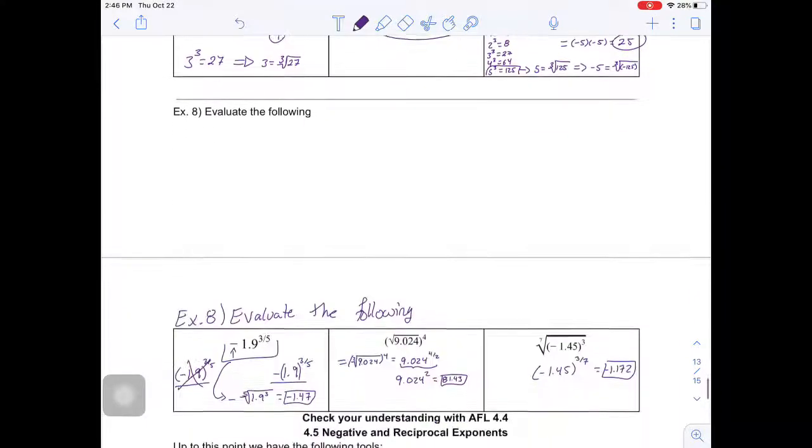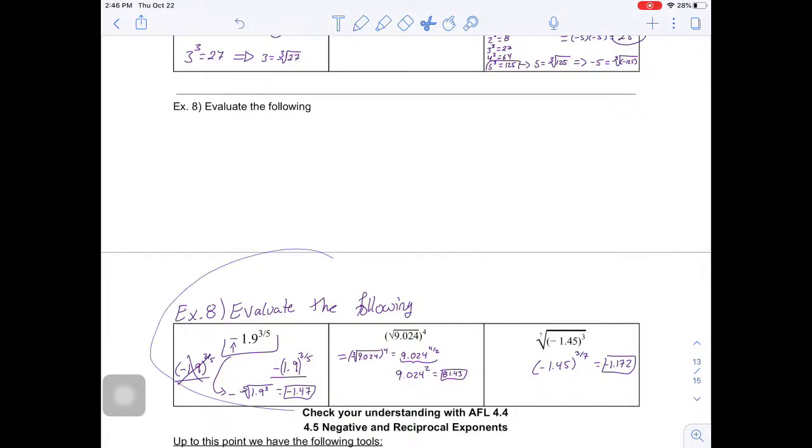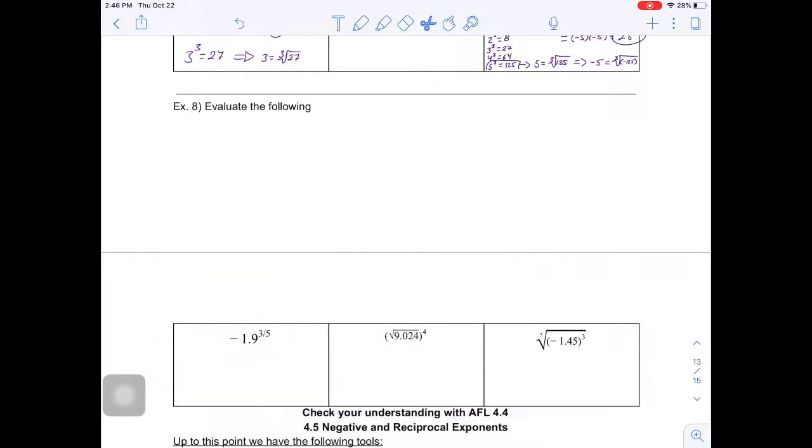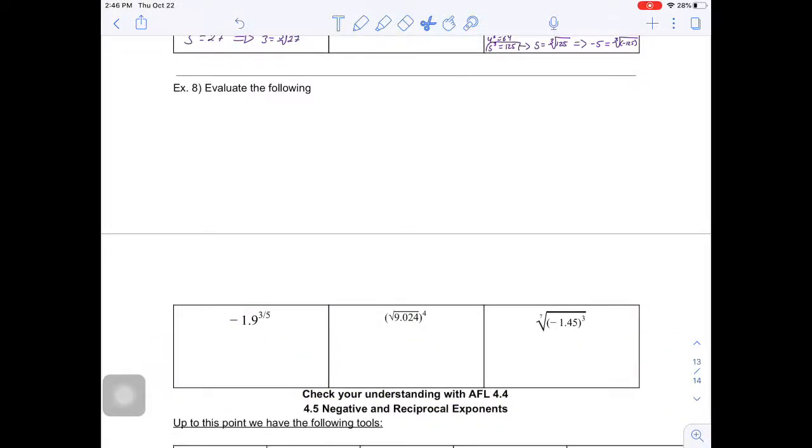Let's move on to example 8. Oh, forgot to delete this section here. Let's cut. So let's move on to example 8.